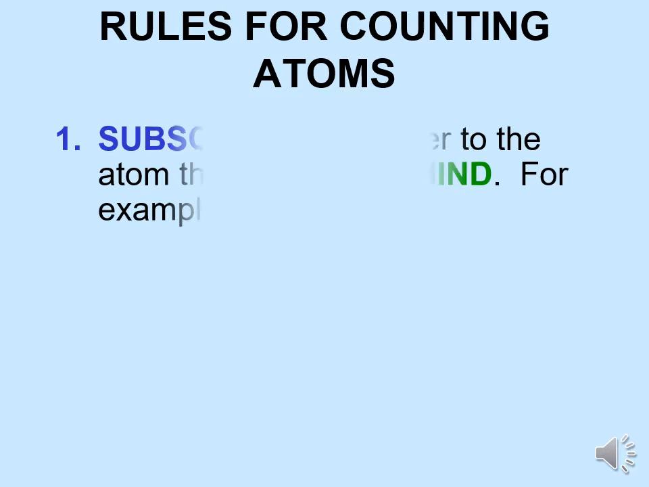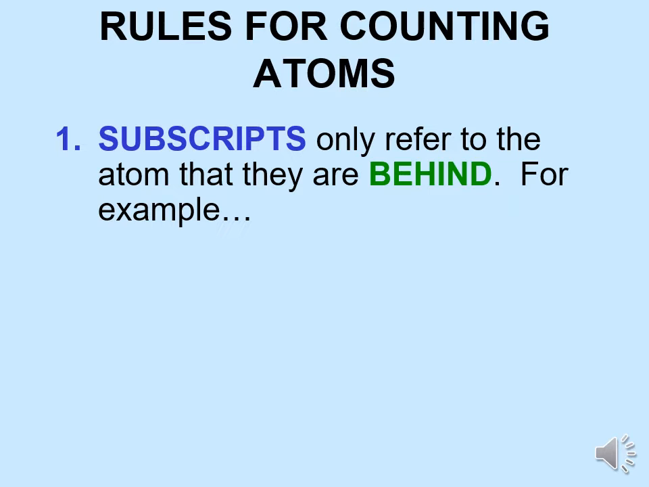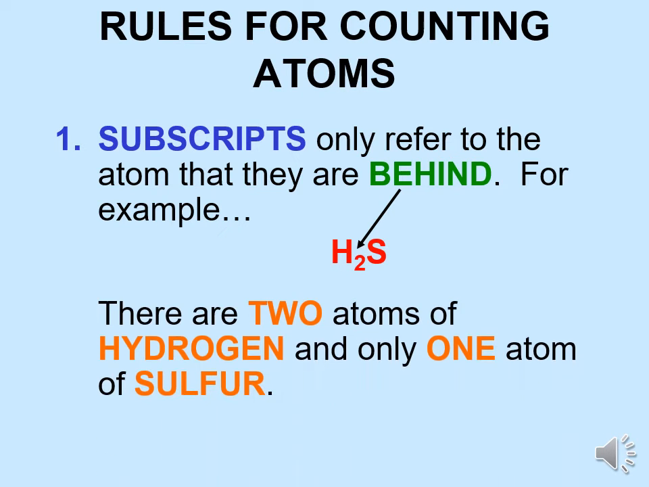Rules for counting atoms. Rule number one: subscripts only refer to the atoms that they are behind. For example, H2S. The number 2 here is the subscript. There are two atoms of hydrogen and only one atom of sulfur.